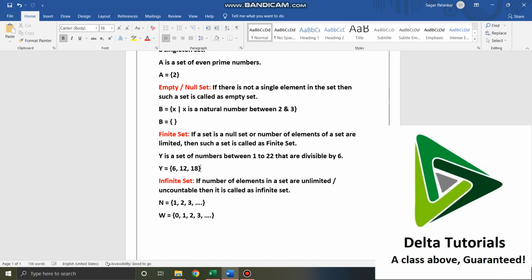And there are only three elements present in the set which are countable, which are limited also. Hence such a type of set is called a finite set.